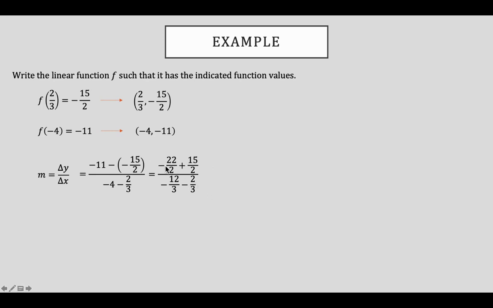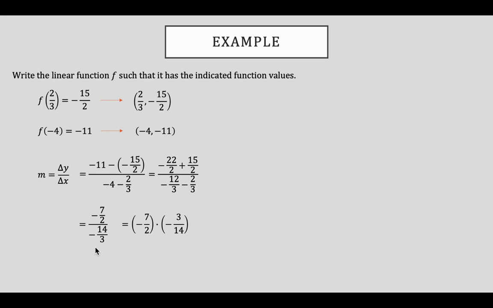Well, -22/2 plus 15/2 will give me -7/2, and -12/3 minus 2/3 gives me -14/3. I've got a fraction divided by a fraction. Now remember, whenever you are dividing fractions, rewrite it as multiplication. Multiply by the reciprocal of the denominator. My denominator in this case is -14/3. I can rewrite that division as multiplying by -3/14. I just flip that bottom fraction.